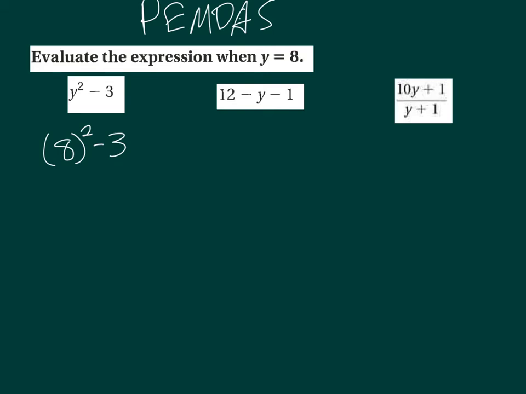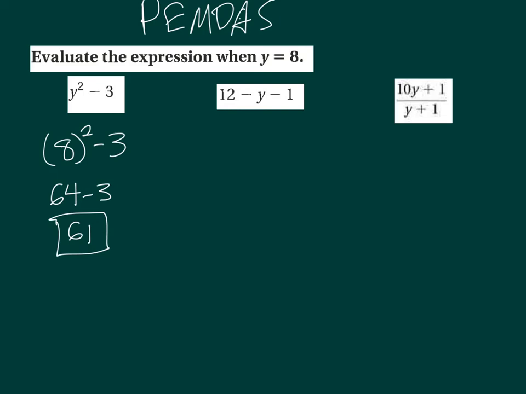So now that we've rewritten the expression, we can just do our order of operations. So first, we start with parentheses. Now, inside those parentheses, there's nothing to do. All we have is that 8. So we can go to the next one. We have exponents. 8 to the second power is 64. 8 times 8 minus 3. Just taking it one step at a time. 64 minus 3 gives us 61. And there's our answer.